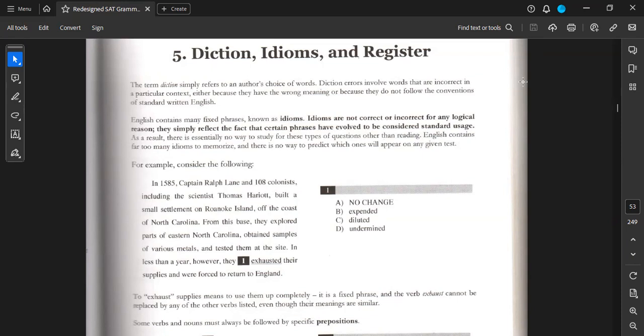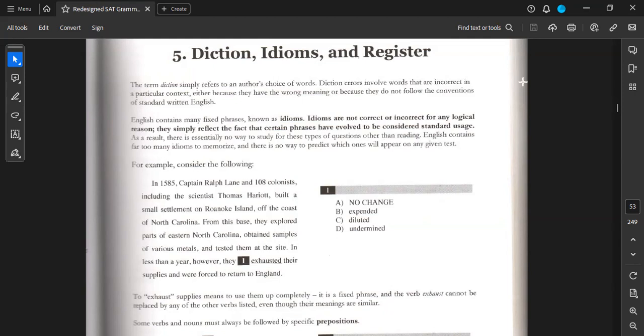In this particular case, what's interesting is, again, I remember we're looking at dictions, idioms, and register. I want to repeat this: there are certain words, like what these guys might be calling idioms, certain words in English, fixed phrases that might be correct, not for any particular reason, but just because these phrases have been used so much that they've evolved as standard English, right?